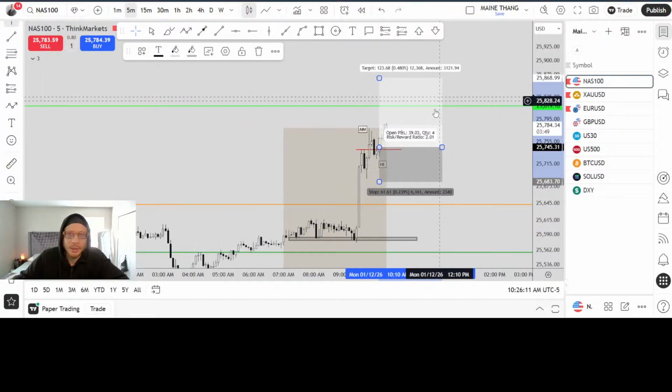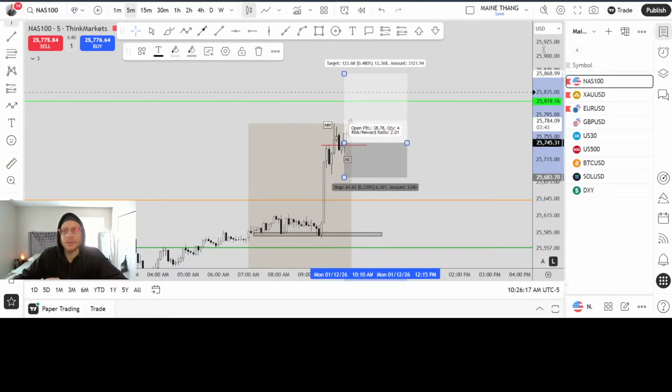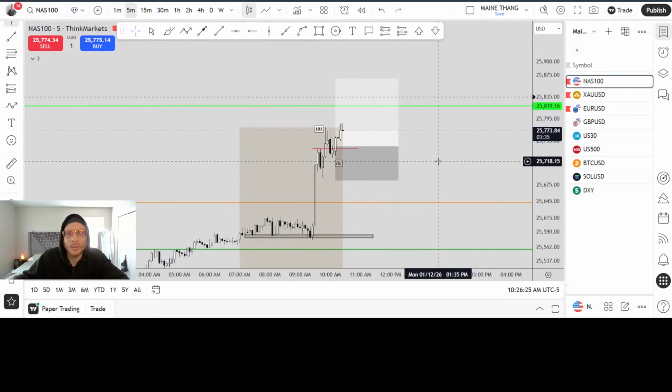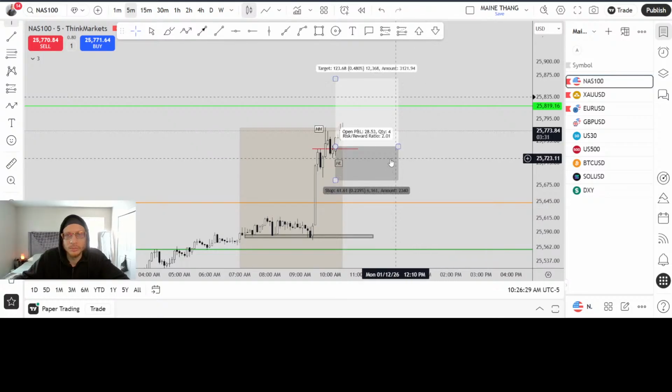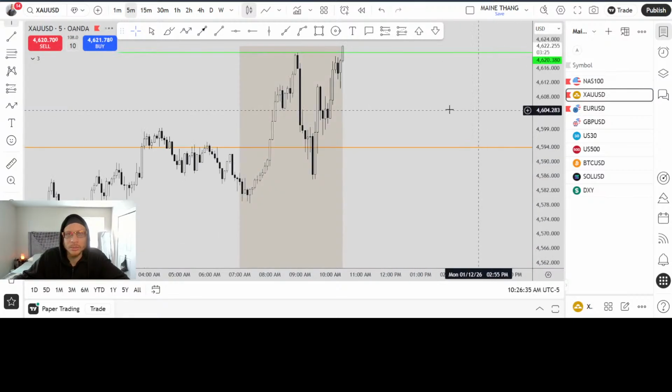But I decided not to take this trade today. I would rather decide not to take a trade than to force a trade. All right. We'll see if that plays out.